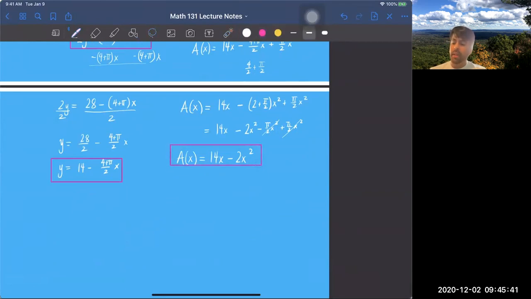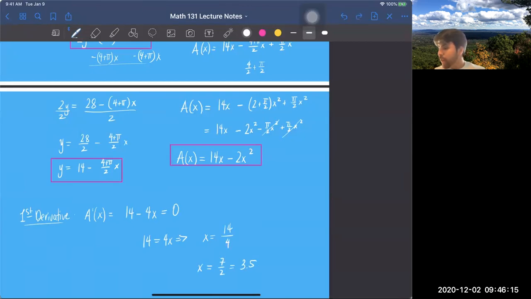And now I want to find the maximum. So first derivative, I get A prime of x equals 14 minus 4x. This has to equal 0. Then 14 must equal 4x, which must mean that x equals 14 over 4, which is 7 over 2, which is 3.5. 3.5 what? This is feet.